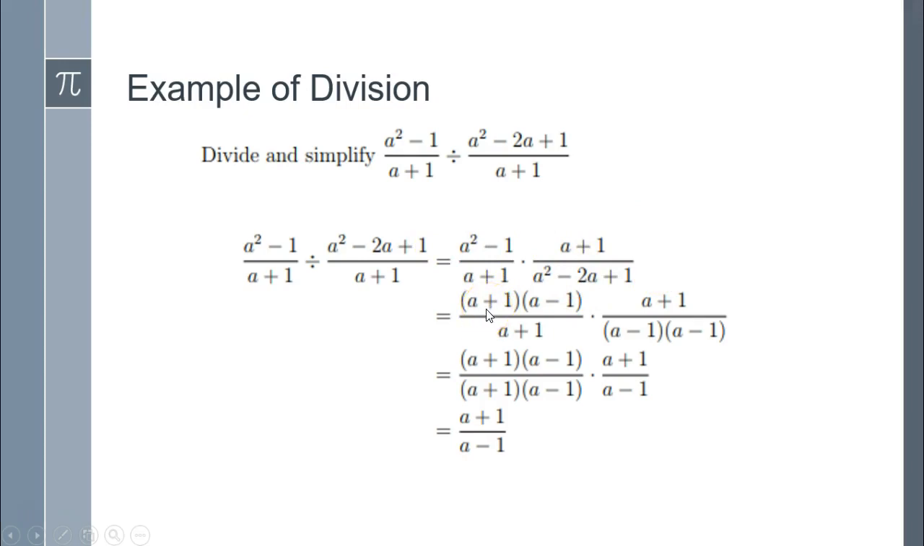Top of the first one factors to a plus 1 times a minus 1. The bottom doesn't factor any further. The second fraction, a plus 1 on top. Bottom factors to a minus 1 times a minus 1.